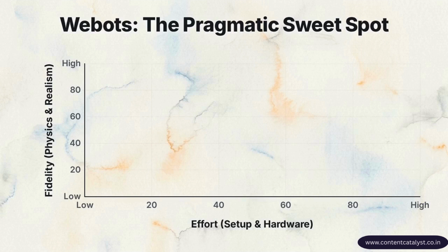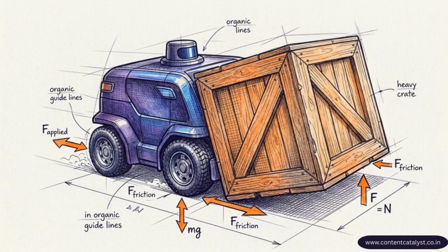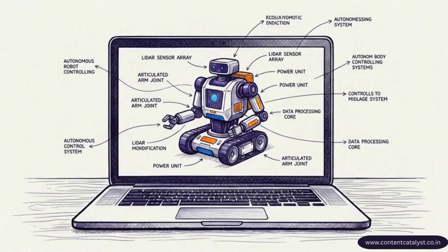Webots has become a go-to middle ground because it offers realistic physics without the crushing setup burden of high-end research platforms. You have your 2D kinematic tools, offering low effort but low fidelity, and you have heavy rendering engines, demanding massive effort for high visual payoff. Webots sits right here in the sweet spot. It prioritizes rapid iteration and approachability over absolute visual perfection. It provides a highly credible baseline for testing complex physics and control logic, and it runs reliably on standard developer laptops.